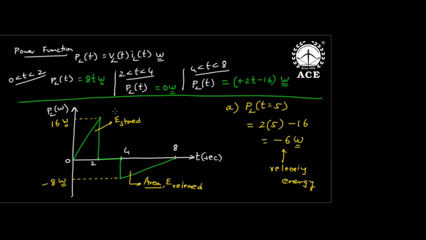The area of this curve represents energy. That is nothing but the area, which is half into base into height, so 16 joules. Here also, half into base into (8 minus 4), and the height is again 8, that is also 16 joules.